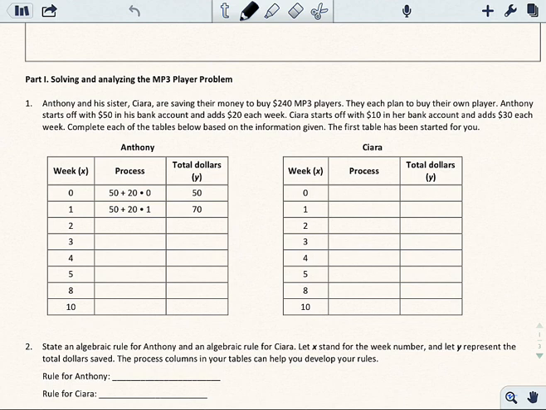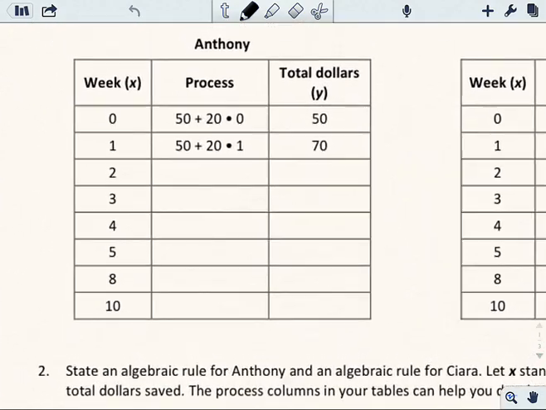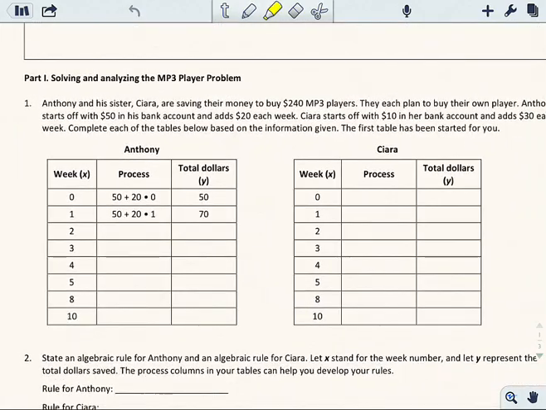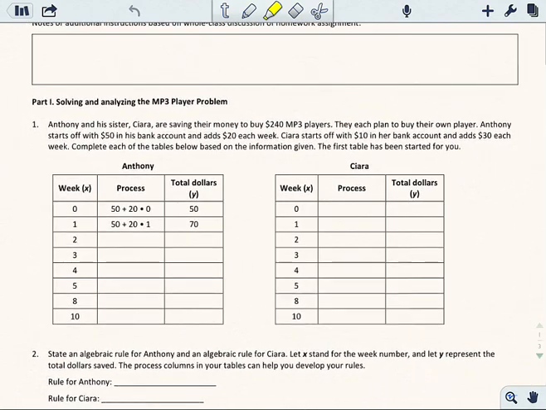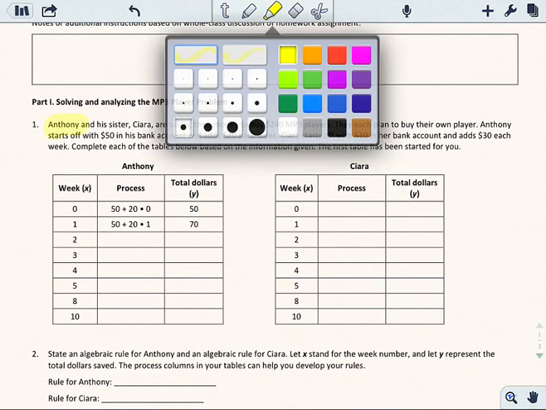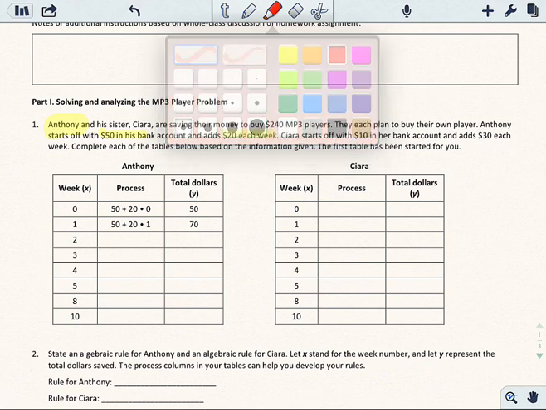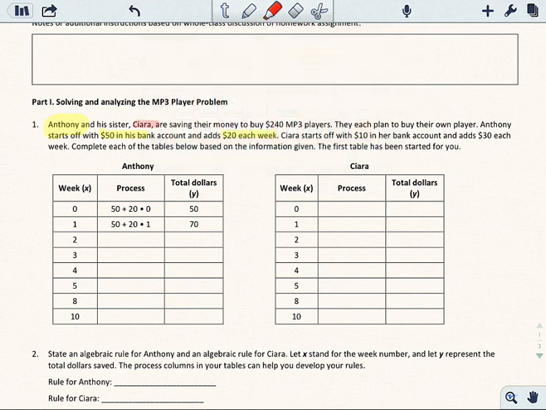Complete each of the tables below based on the information given. The first table has been started for you, and we're going to answer the questions below. Looking at Anthony, we have this laid out, but we should take a second and mark out some important information about Anthony, which I'll mark in yellow. Anthony starts off with $50 in his bank account and saves 20 per week. And Ciara, which I'll mark in red, starts off with 10 in her bank account and saves 30 each week.